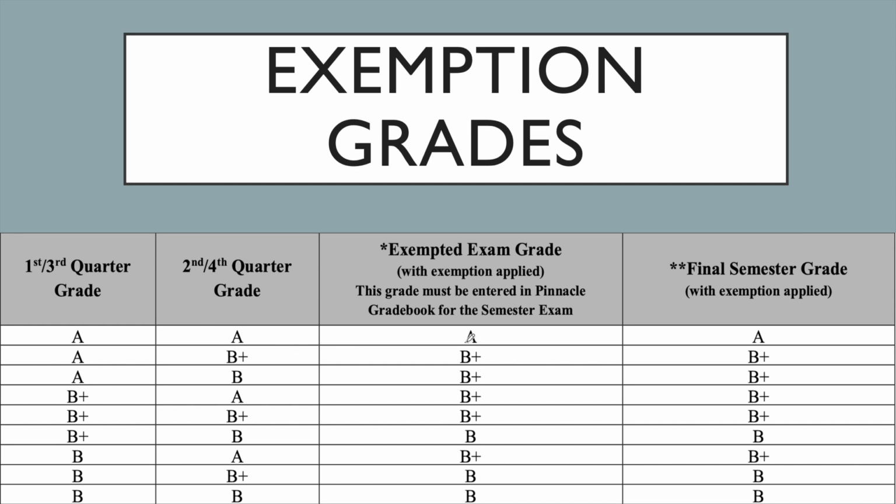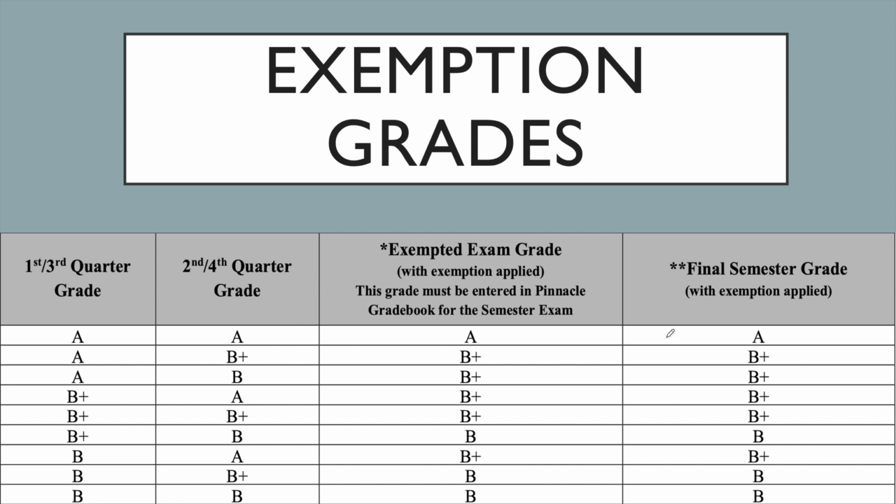For example, let's say you got an A in first quarter and a B in second quarter. If you exempt, your exemption grade will be a B+. And then your final semester grade would also be a B+. Now if you decide not to exempt and want to know what grade you need on a midterm to get a certain semester grade, you can click on the video on the top right of your screen right about now to see how to do so. It's also linked in the description.